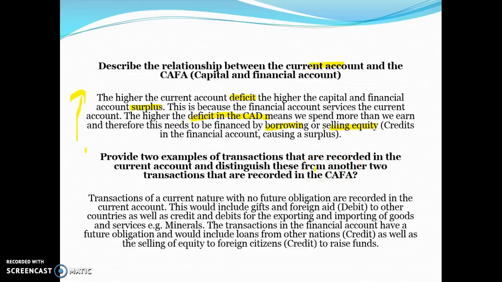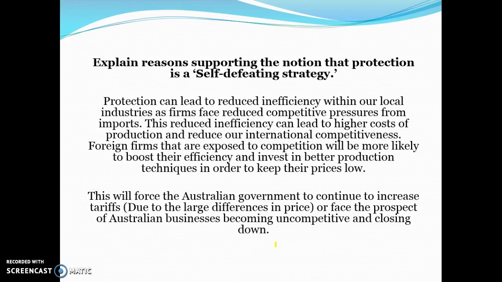Difference between transactions in the CAFA, that stands for capital and financial account, and the current account. Transactions in the current account have a current nature with no future obligation. This includes foreign aid, as well as credits and debits for exporting and importing, like minerals or tourism or any export or import you can think of. The transactions in the financial account have a future obligation, and this includes getting loans from other nations, as well as selling off equity to foreign citizens. So anything with a future obligation is in the financial account.